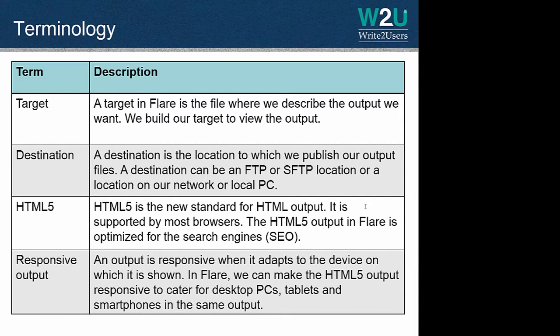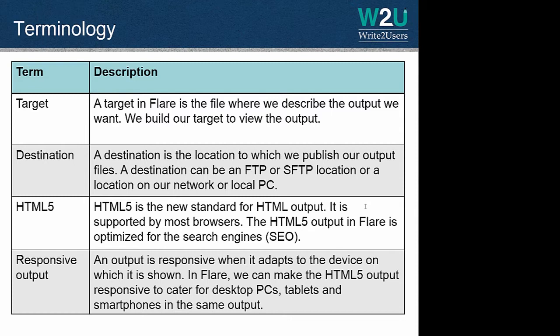The next term is destination, and a destination is the location to which we want to publish our output files. A destination can be an FTP or an SFTP location, or it could be a location on our network or even our local PC. And we can have as many destinations as we want.